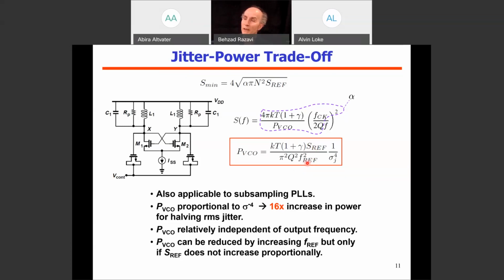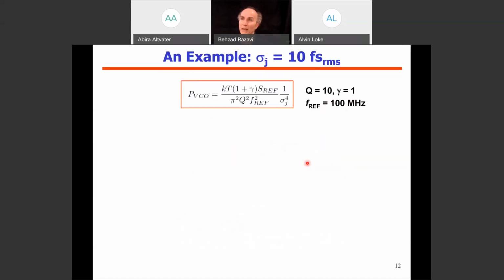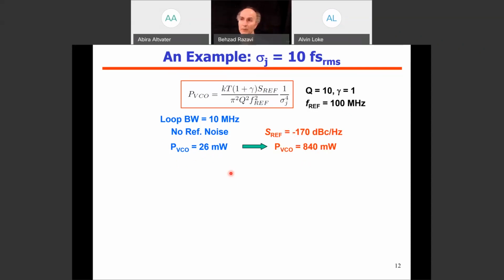Okay, so now that we have derived this equation, we can go back to our example of 10 femtoseconds of jitter and see what it takes now that we have included the reference phase noise, namely case number 2. So again, remember that I assumed the Q of 10 for the tank and the reference frequency 100 megahertz. So if the reference has no phase noise, we saw before that the power consumption was 26 milliwatts. Okay. But now let's assume that reference has phase noise, for example, minus 170 dBc per hertz. And that now gives us a power consumption of 840 milliwatts for the VCO.